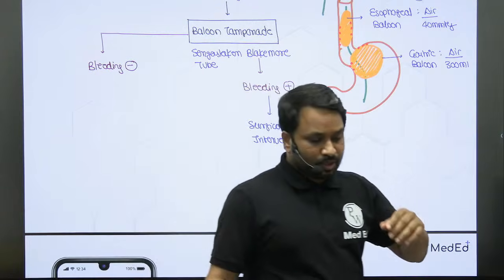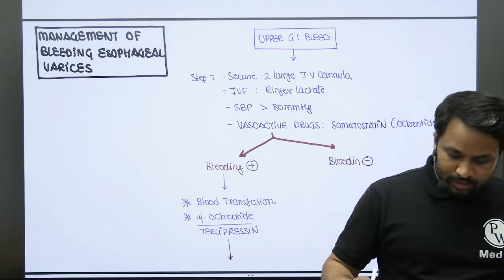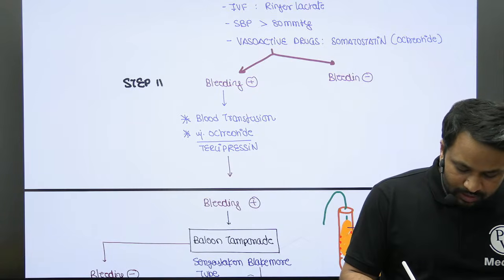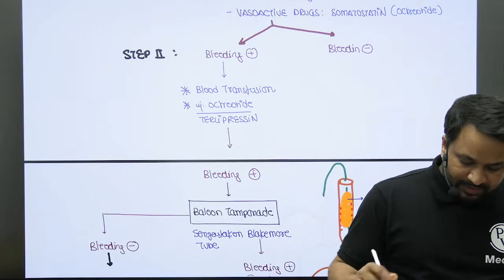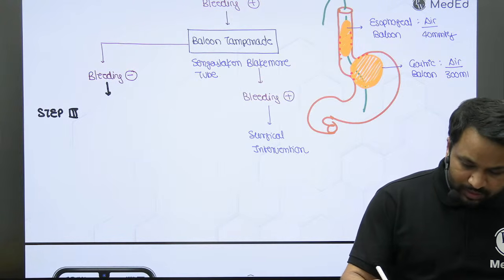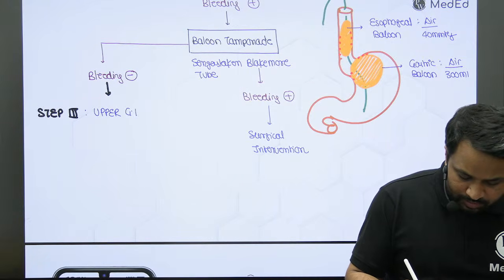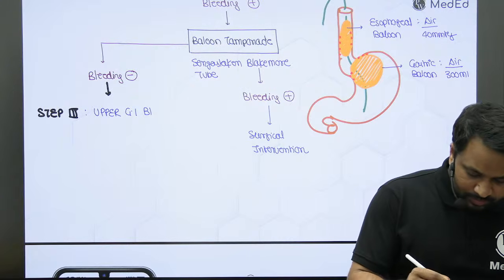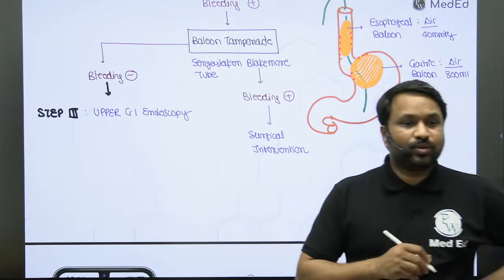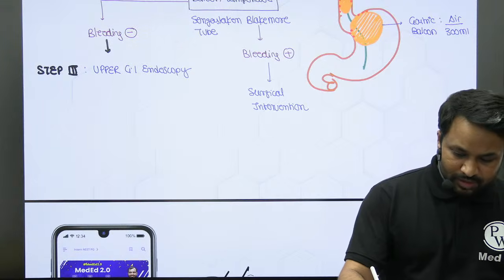Now, if bleeding stops, I would want to know why it bled in the first place. So we have done a two-step method: step 1 is this, and if the bleeding continues, this is your step 2 protocol. Now we are moving to step 3, which is evaluation. In step 3, I want to know where it bled from. In order to know this, I'm going to perform an upper GI endoscopy to know from where the bleeding was occurring. As simple as that. Once I do the upper GI endoscopy, I'll be able to find that there is presence of esophageal varices.